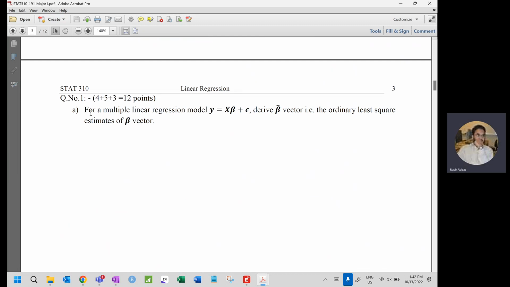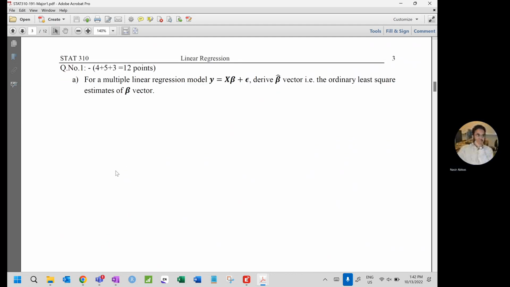Look here, for the multiple linear regression model, Y equals X beta plus epsilon, derive the beta hat vector using the ordinary least square estimate for beta. Any confusion? You just need to derive beta hat using OLS estimation for multiple linear regression model. I think week 6. From the notes.